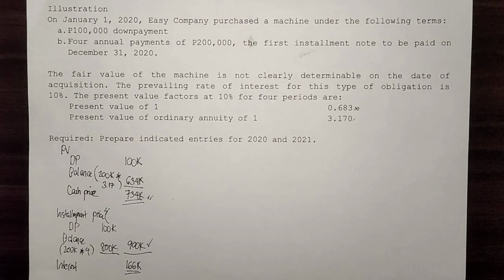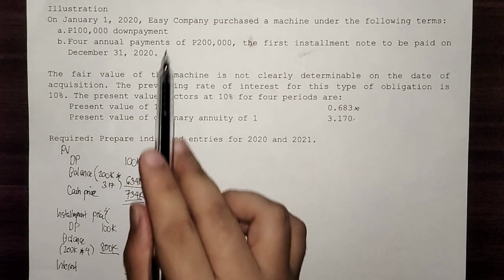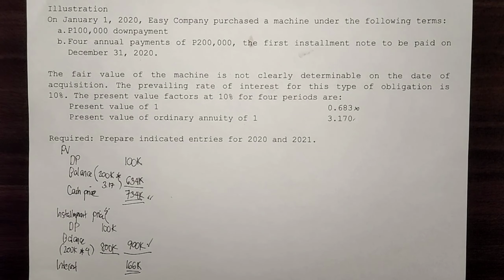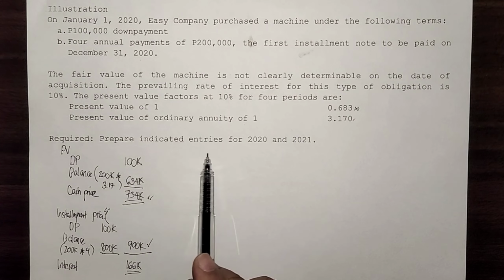166,000 pesos. Okay? Ngayon, hindi ito pwedeng i-recognize agad ni EC Company as interest expense. Kasi ang rule natin diyan, we will amortize ang interest na 166. So ibig sabihin, i-spread out natin itong 166 into different accounting periods.